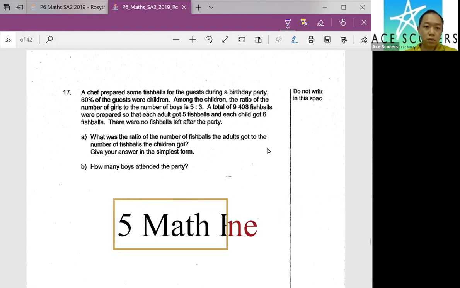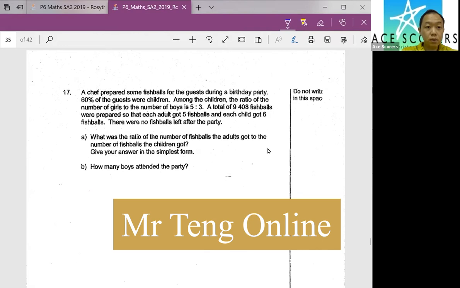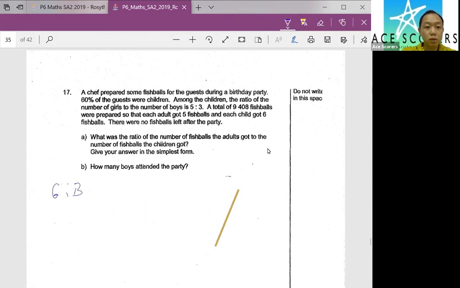Okay, so the guess, right? So girls is to boys, 5 is to 3. Just erase it. 5 is to 3. So a total of 9,408 fish balls were prepared so that each adult got 5. Okay, 60% were children, yeah? So this is children. Okay, it's really a little bit difficult.